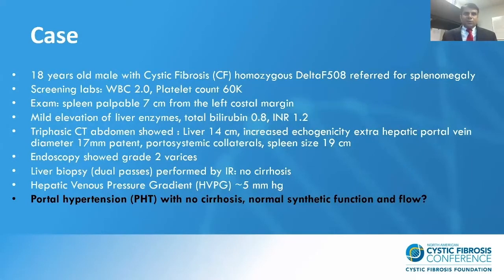First, I will start with the case here. We have an 18-year-old male with cystic fibrosis referred for splenomegaly. Screening labs show low white blood cell count and platelet count. Exam showed enlarged spleen. Labs show mild elevation of liver enzymes, total bilirubin and INR normal.